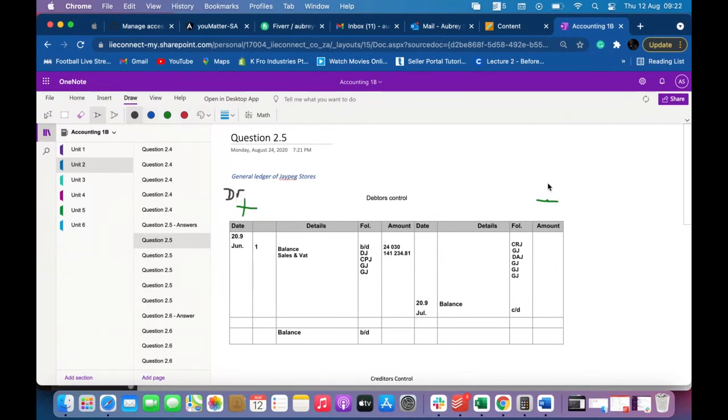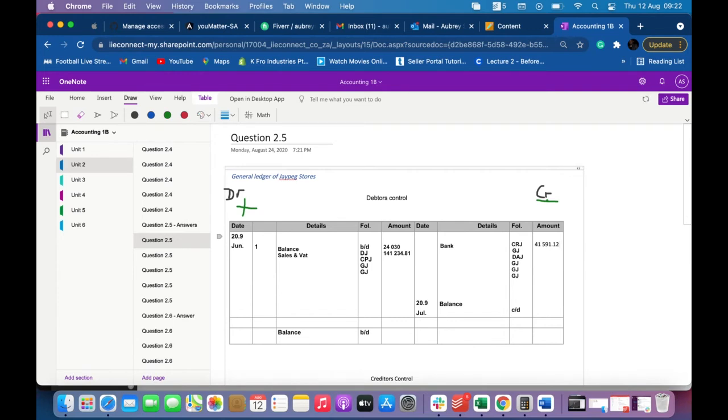So here, bank. That's all you need to write. And then here you say, how much was this? 41,591.12. Move to the next one.